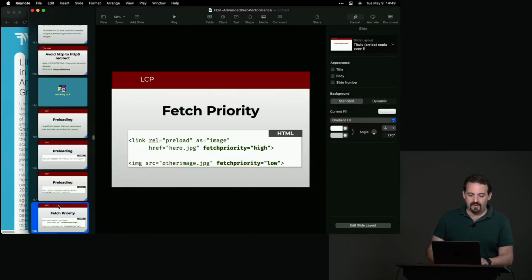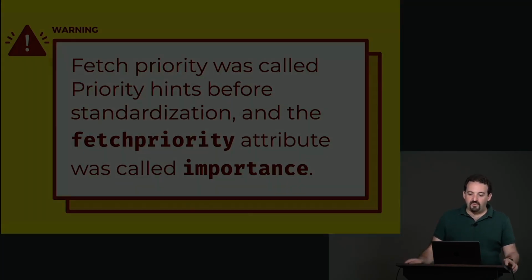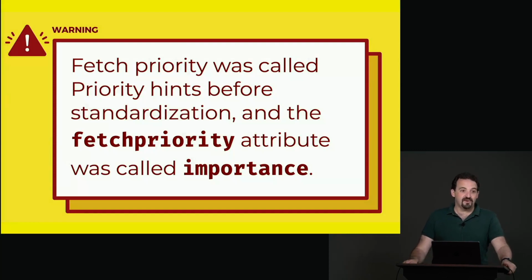Does it make sense? Have in mind that fetch priority was called priority hints before. In fact, in all my previous workshops and talks on web performance, I called that priority hints. So now it's called fetch priority. When the standard specs discussed the idea, they changed the name, and also they changed the name of the property. Before it was called importance. Importance equals low or high. Well, now it's fetchpriority. Okay, does it make sense? Cool.